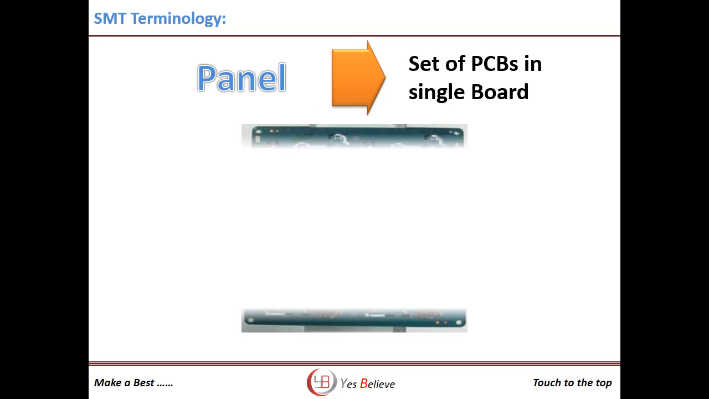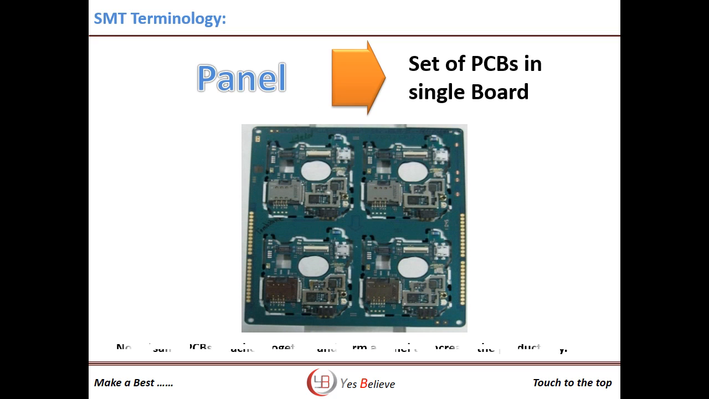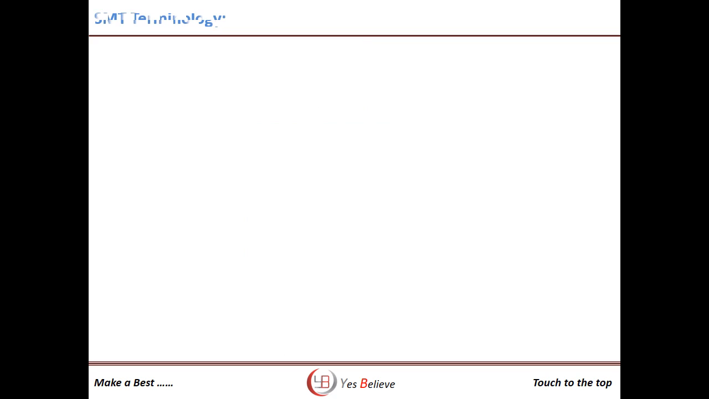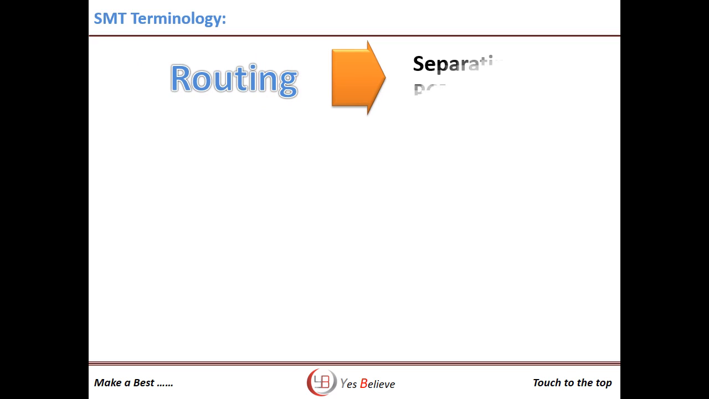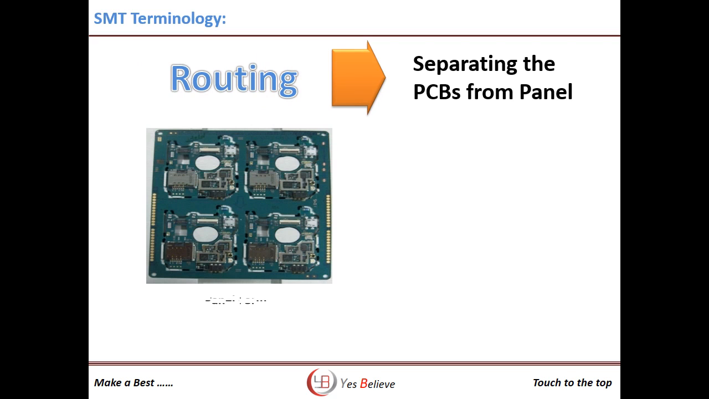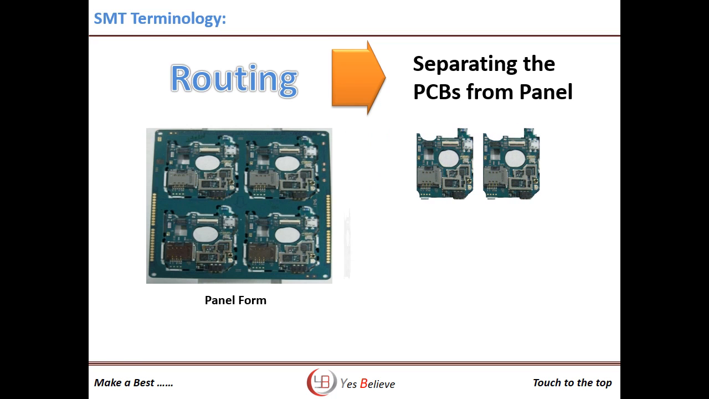A set of PCBs are attached together to form a panel. This method is used to increase the production quantity. When the assembly process is completed, the PCBs are then separated from the panel. This process is referred to as the routing process. The routing is done through a routing machine.